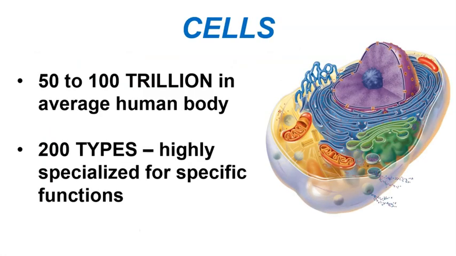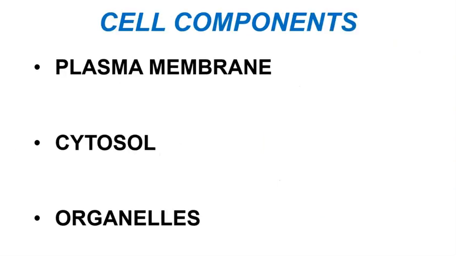Our bodies contain an estimated 50 to 100 trillion cells on average. And we have approximately 200 different cell types in the human body because cells are highly specialized to carry out extremely specific functions and tasks. So regardless of the type of cell, most cells are going to share the same basic components. And some of these basic components are a plasma membrane, the cytosol, and the organelles.